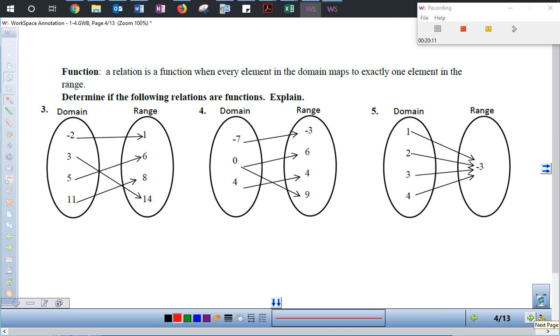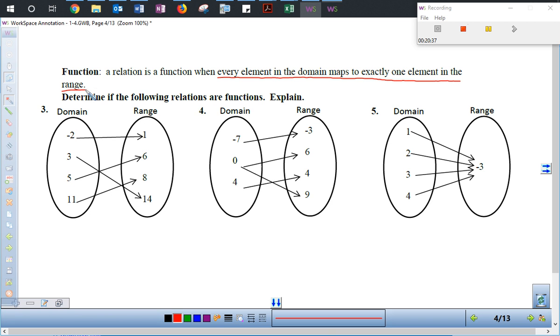Now we're going to talk about special things called functions. A relation is a function when every element in the domain maps to exactly one element in the range. So a function is a special kind of relation. Remember, a relation was a set of ordered pairs. For a relation to be a function, every element in the domain maps to exactly one element in the range.